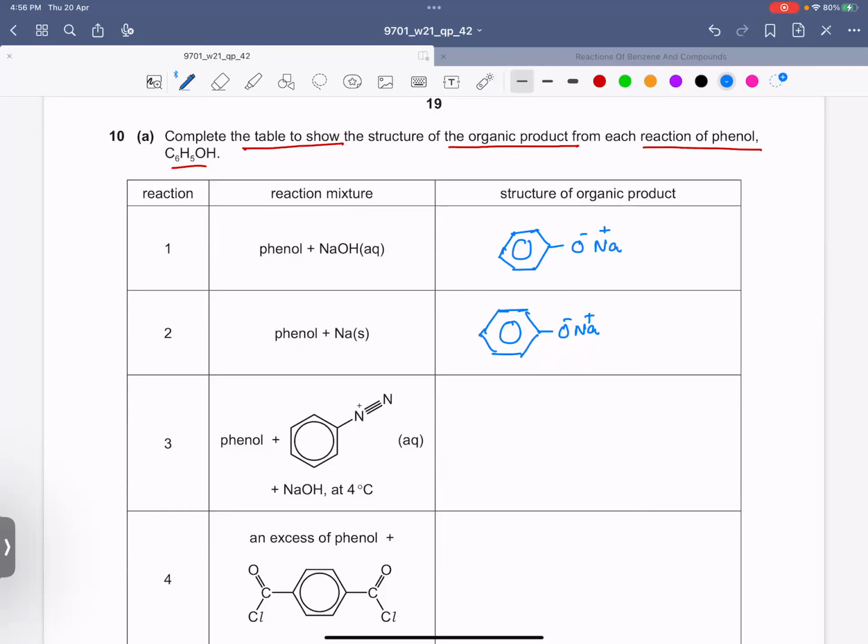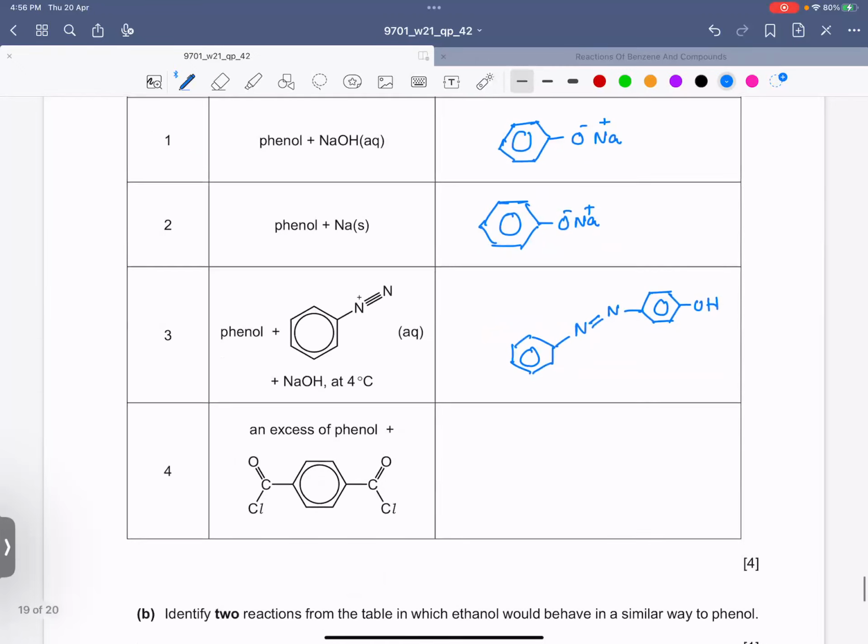Then phenol with a benzene diazonium. If you recall that this is phenol over here, and here we get nitrogen double bond instead of a triple bond. This would be the structure. And an excess of phenol, which means what would happen over here? If it's an excess of phenol, then a chloride is removed from here, and one phenol, after releasing its hydrogen of an OH, bonded over here, and the other phenol removing its hydrogen is going to be bonded over here. Is this clear?